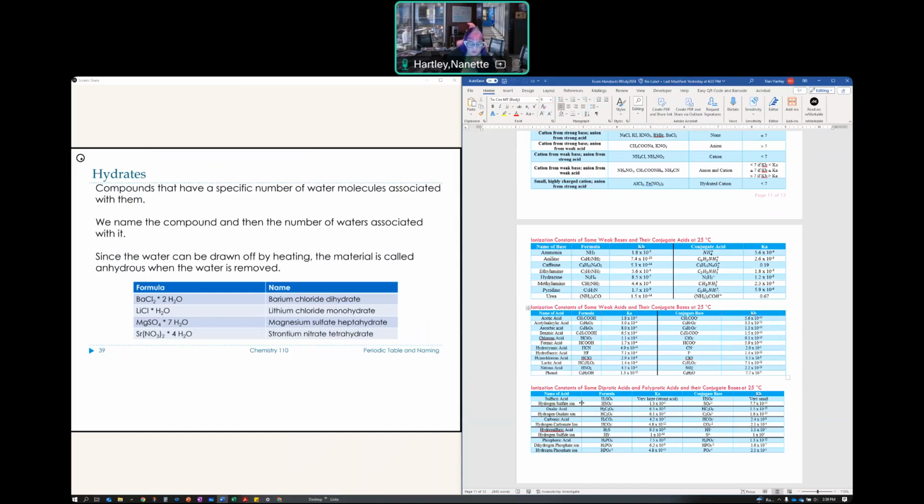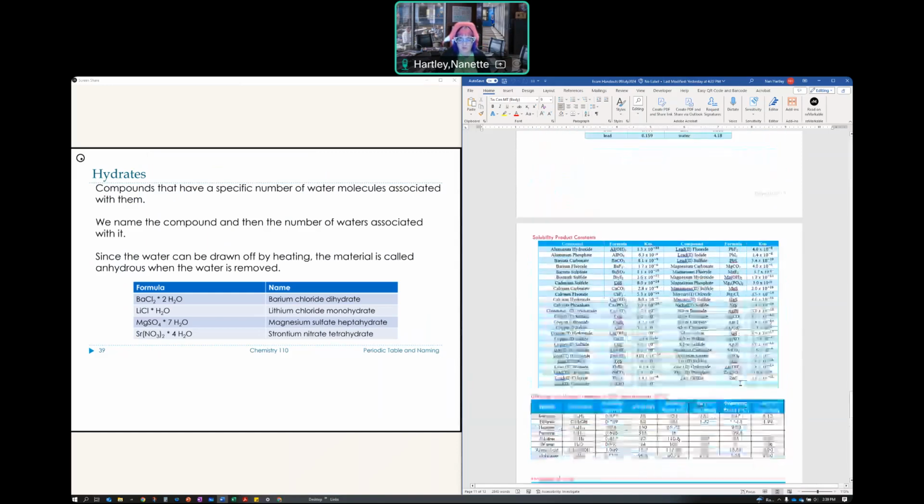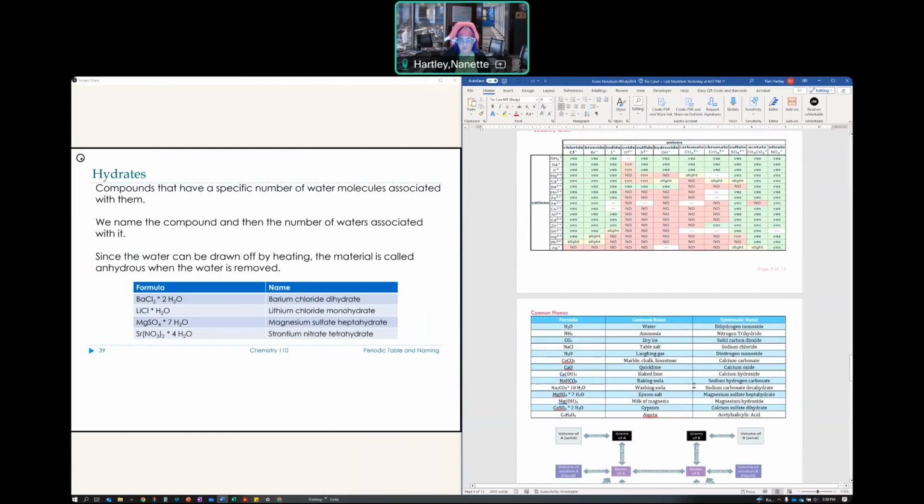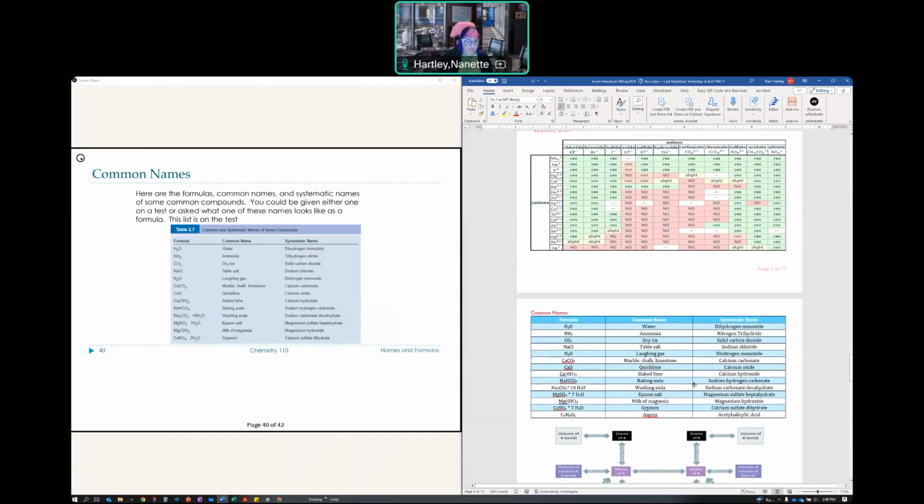So that's our hydrates. Again, usually not an issue, and normally if we're going to talk about one of those, it's in that common names table. So you can find it in one of our common names. Okay. All right. Common names. Again, this is exactly what we're talking about. So things that you might see on the test, you might be asked to refer to this.